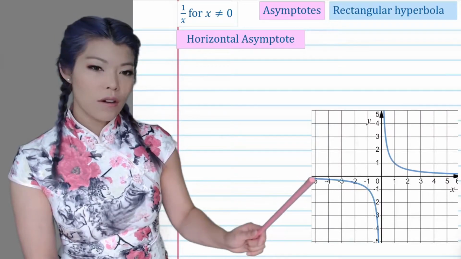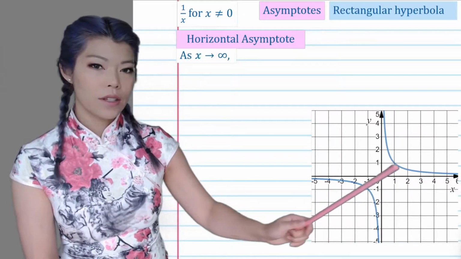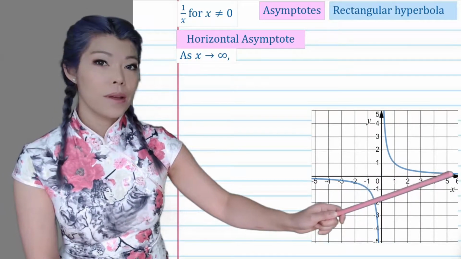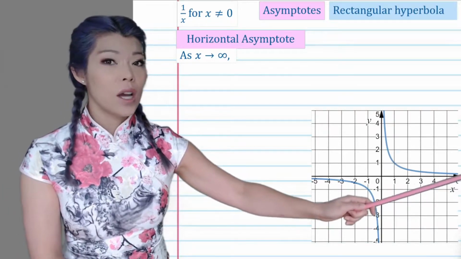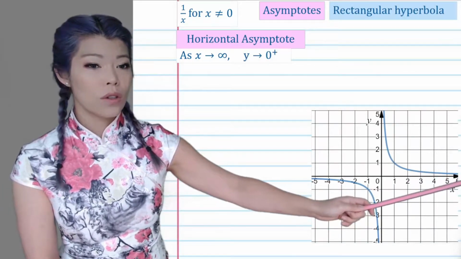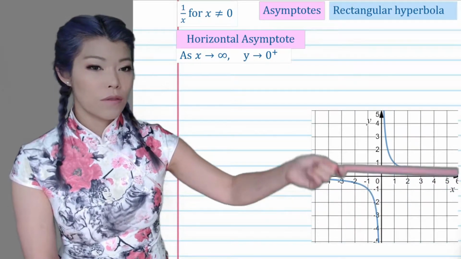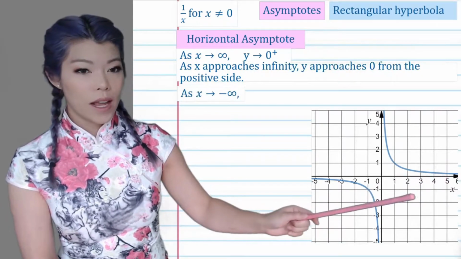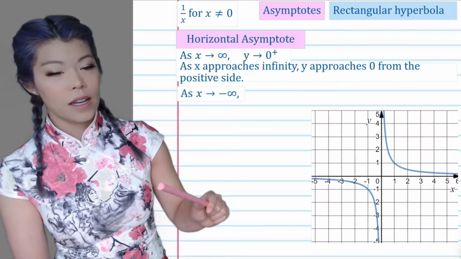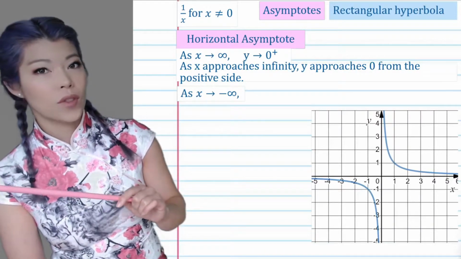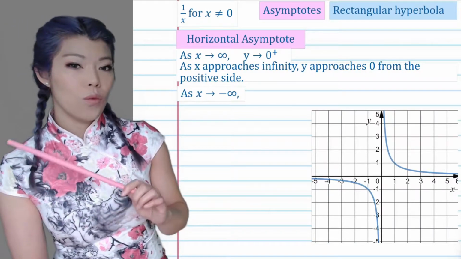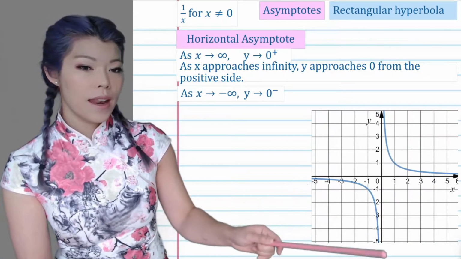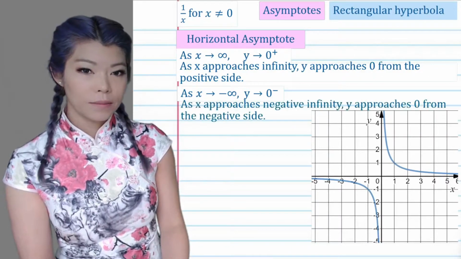So let's have a look. The horizontal asymptote is this line going across. We can see that as x reaches infinity, so as our x value gets bigger and bigger, so 10, 20, 30, we get 1 over 30. The y value gets really close to 0 from the positive side, but it never gets to 0. And likewise, when x approaches negative infinity, like -10, -20, -1,000, -a bajillion, then 1 over that is almost 0, but not quite. And it's approaching 0 from the negative side of the y-axis.